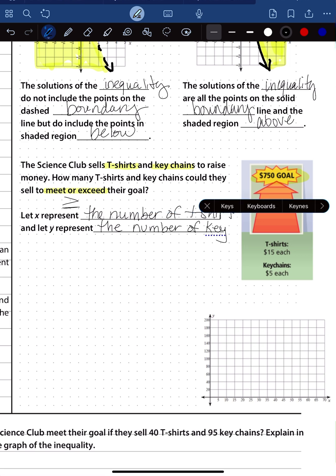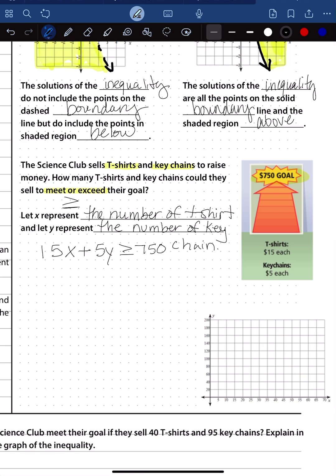Now that we have these identified, we're going to write the inequality. So we know that $15 times X amount of t-shirts plus $5 times Y amount of keychains has to be greater than or equal to 750. So this is going to be the inequality that we use. So notice that that is a very similar setup to standard form.